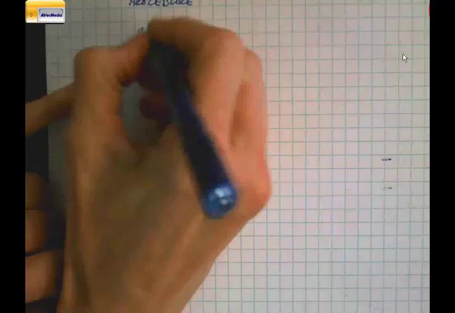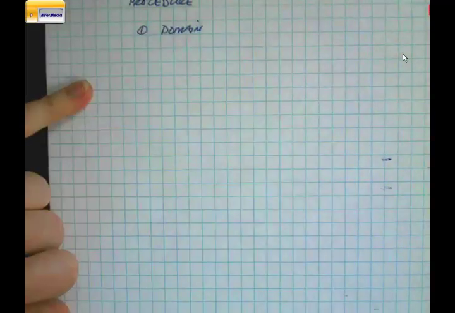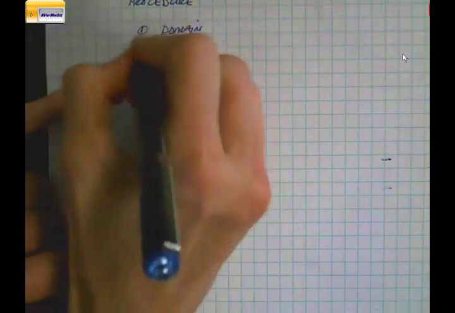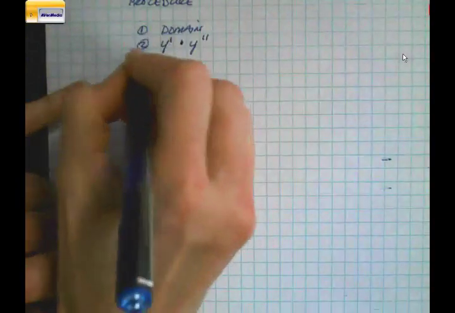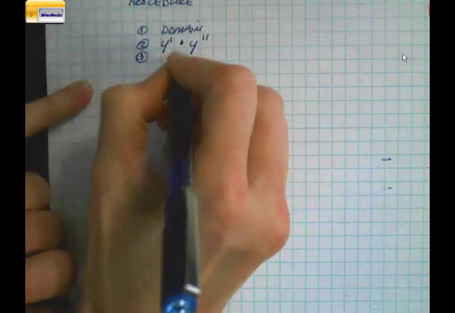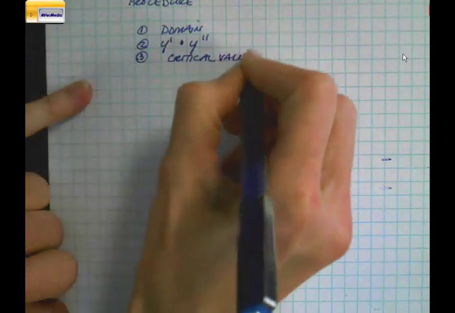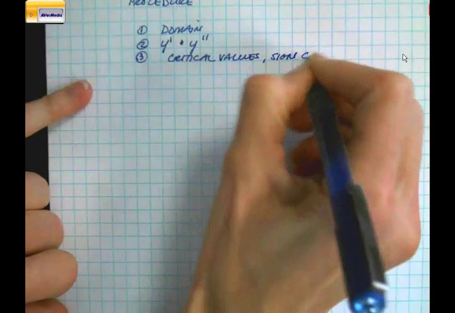So, just an overview. Pretty much what we do is watch the domain. Look at it originally and see, is there any restriction on this domain? What kind of a question are they giving me here? Then we go in and we evaluate y and y prime. Then we come up with our critical values of each one. And we also do a sign chart.